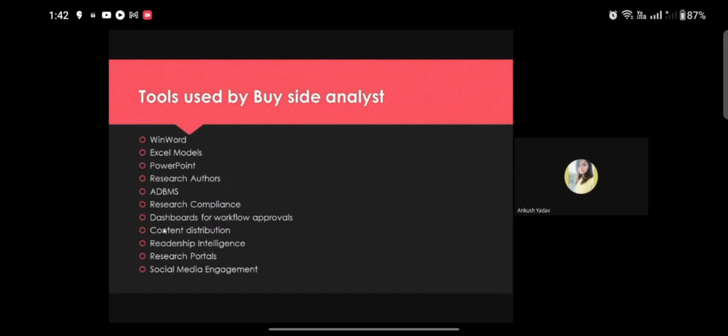Then there is research author. Research author is also a web application, and it is used to generate the report, but only the HTML report. So if you want to generate an HTML report, you will have to log into research author and create the report. Then we have ADBMS.